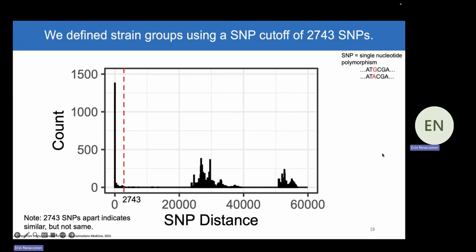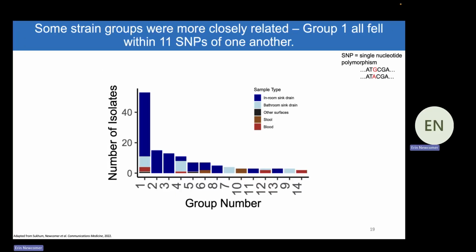For those of you in the field, you probably know this already, but 2,700 SNPs does not indicate that these are necessarily the same strain, just that they are more closely related than other comparisons within this species. With this loose SNP cutoff, we were able to define a number of strain groups of Pseudomonas aeruginosa. But one thing I would like to point out is strain group 1, which is our largest strain group. All of the isolates within this strain group were actually within 11 SNPs of one another, so much more closely related than that initial 2,700 SNP cutoff. So that's the strain group that I'd like to focus on for this analysis.